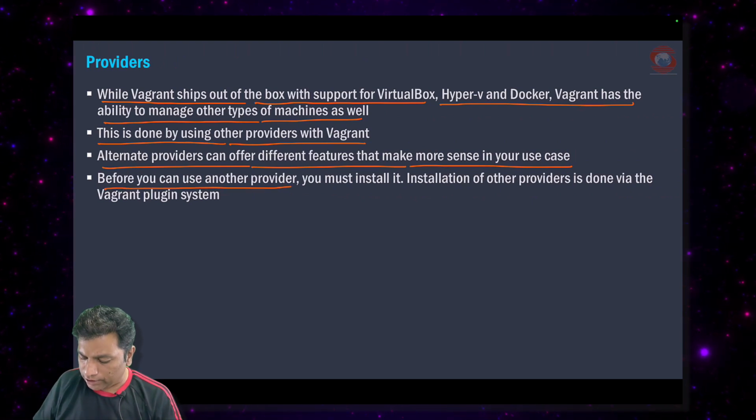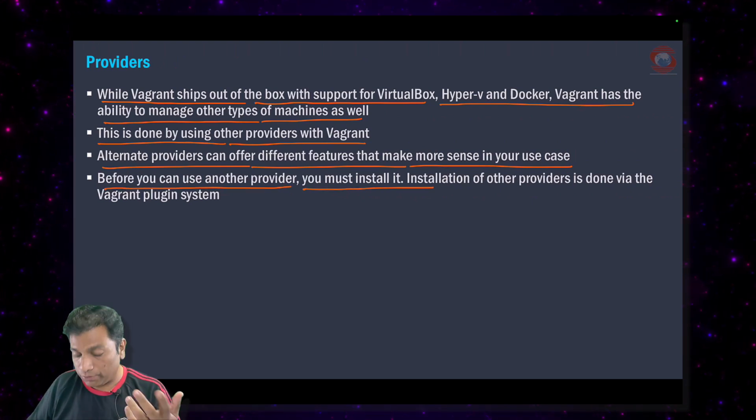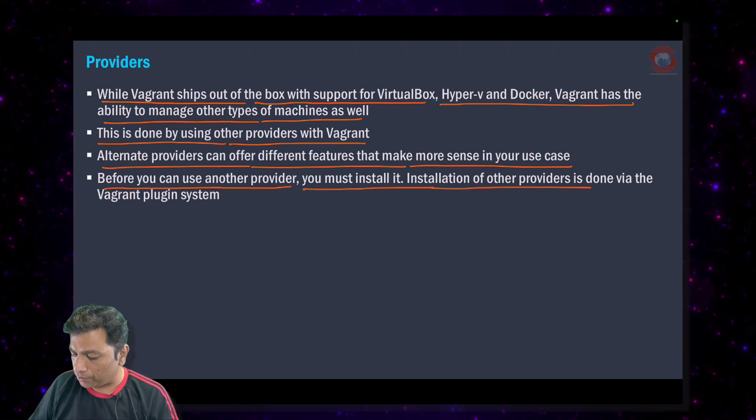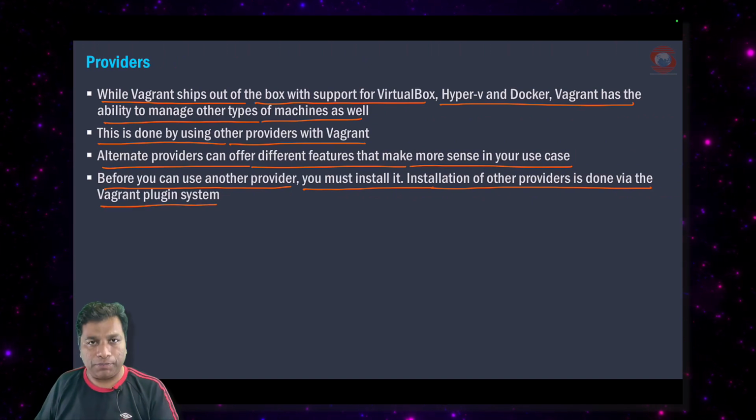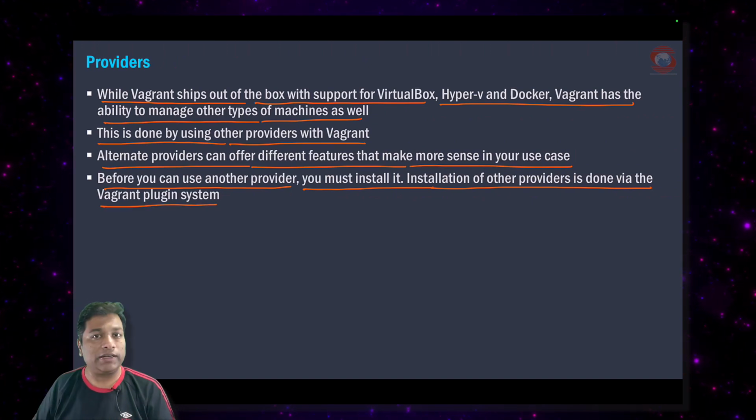Before you can use another provider, you must install it. That is, installation of other providers is done via the Vagrant plugin system, which is what we are going to see in the next session.